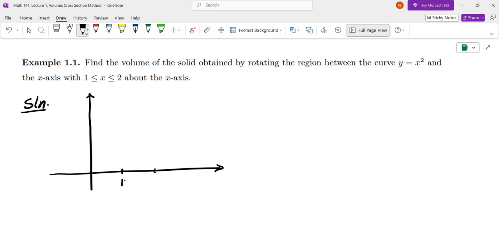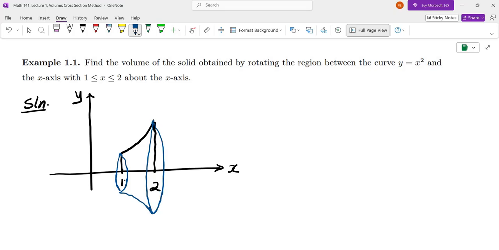So we have x equals 1, x equals 2, and then we have the graph of y equals x squared, which would look like this. So this is our region, and we rotate this about the x-axis. So when we rotate this about the x-axis, we're going to get something like this here, and a disk on this side as well. So we get a shape like this. Now we want to find the volume of this shape. So we have to find the cross-sectional areas, and then we have to integrate that dx. So if I call this point x, what is the cross section? Each cross section is a disk.